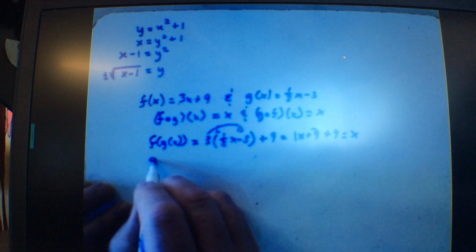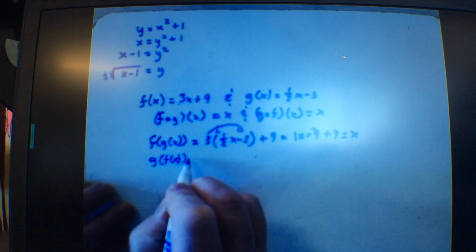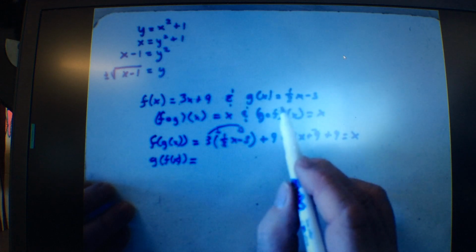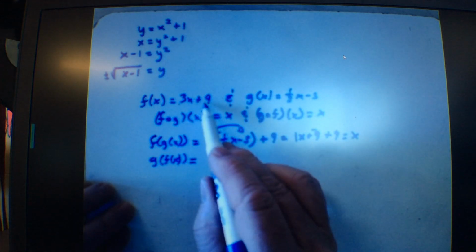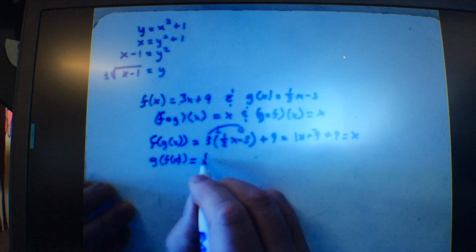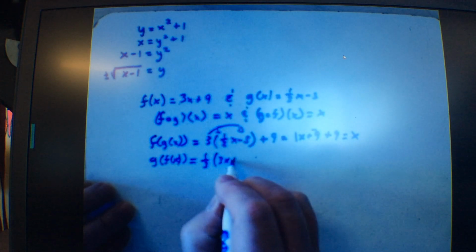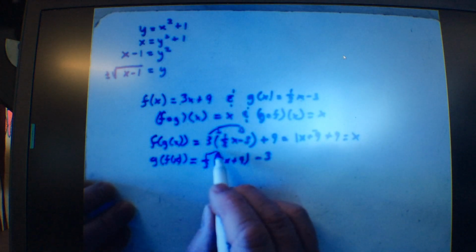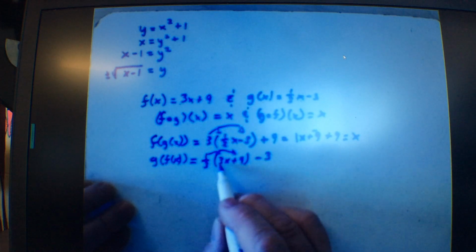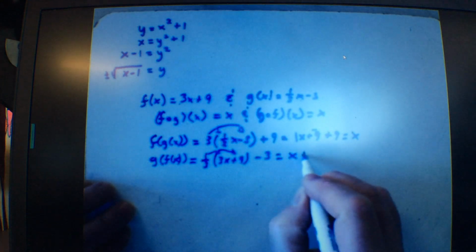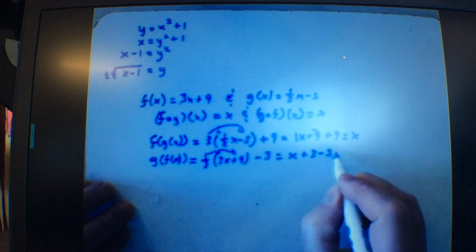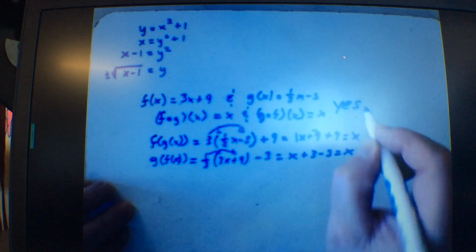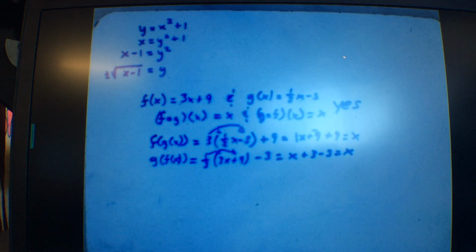Now I do g of f of x. And this time I put x in for f, right? So I have 3x plus 9, and I'm going to put it right there. So I have 1/3 times 3x plus 9 minus 3. I put it all right there. When I distribute through, 1/3 times 3x is x. 1/3 of 9 is 3. So I get x plus 3 minus 3. I get x. Therefore, this is a big fat yes. Those are inverses of each other.